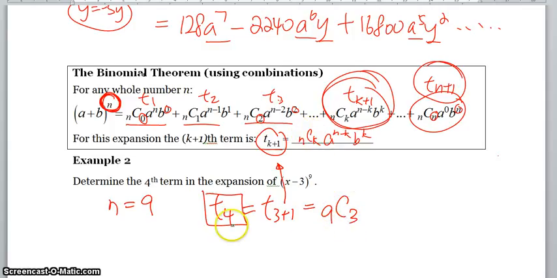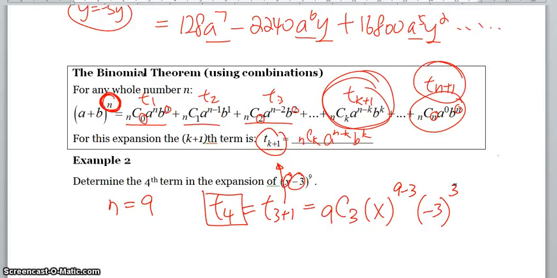Remember, when we're looking for the fourth term, you're looking for k as 1 less than the term you're looking at. This is always the case. That's why the formula has a plus 1 there. And now a is your first term, which is my x here, to the power of 9 minus 3, n minus k. And b is negative 3 to the power of k. So this way you don't need to count, you don't need to write out the whole thing. You just use this formula, you can find a specific term.